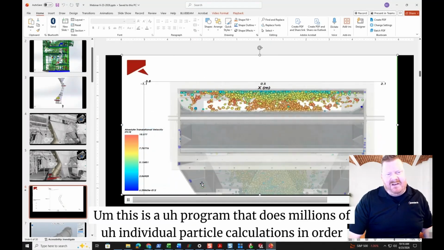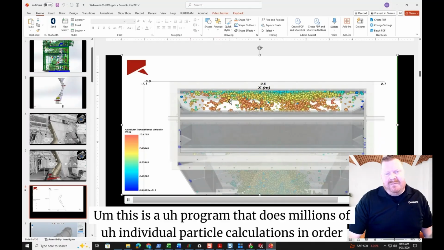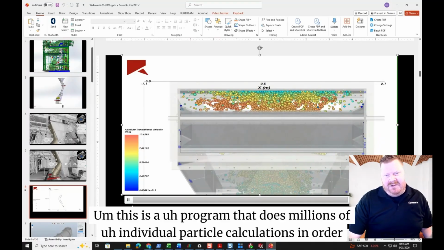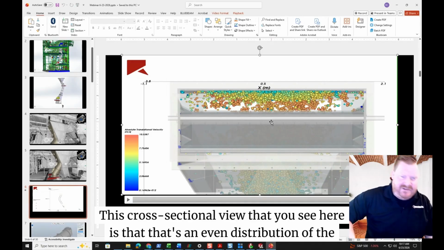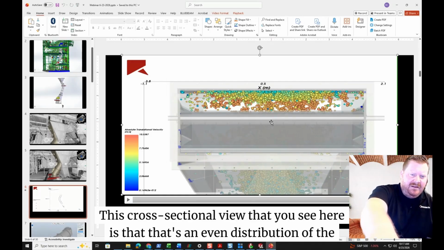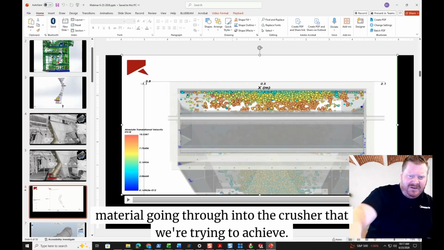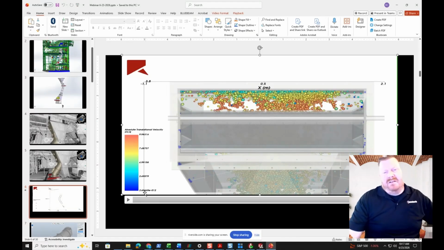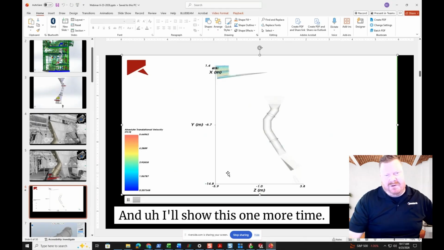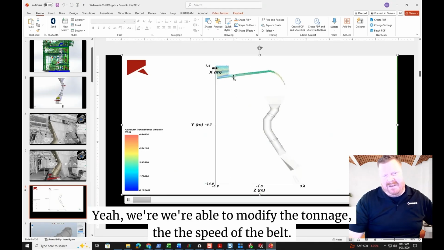This is a program that does millions of individual particle calculations in order to get to that point. This cross-sectional view that you see here is an even distribution of the material going through into the crusher that we're trying to achieve. And I'll show this one more time. Yeah, we're able to modify the tonnage and the speed of the belt.